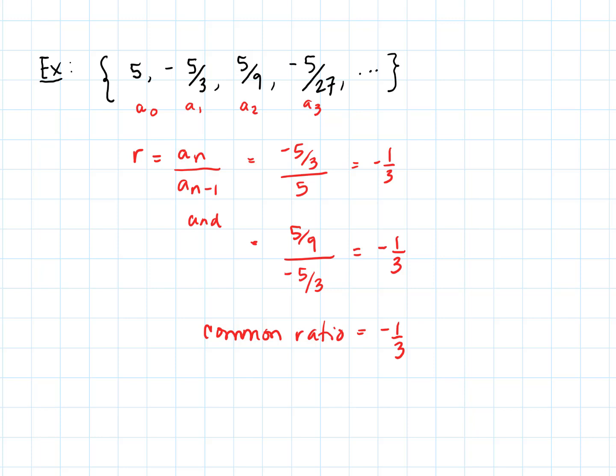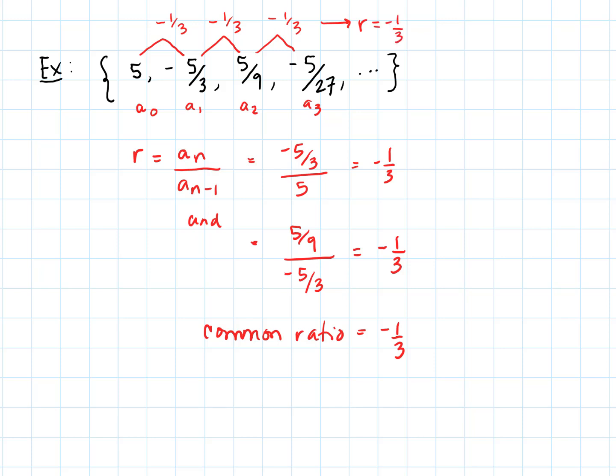Sometimes we could just look at the terms and say, well, what is each term being multiplied by to get to the next term? So this is negative 1/3. Sometimes it's more obvious than needing to actually look at those ratios of terms. Negative 1/3, negative 1/3, and so forth. So we can see right there, that's another way to find the common ratio.